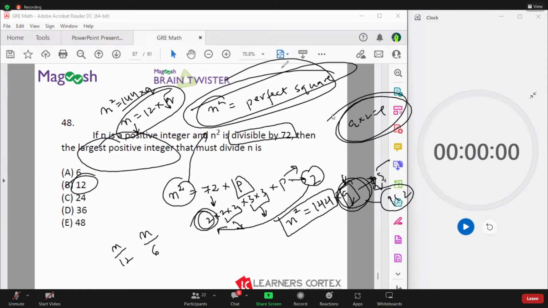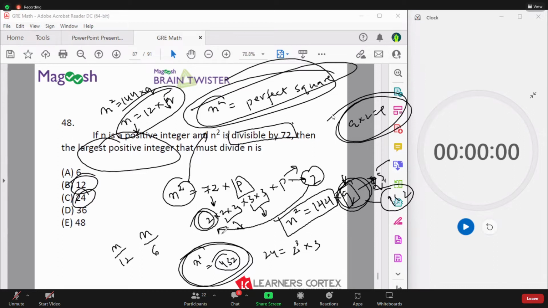Because had it been 24, let's take it as 24. 24 is basically 2 cube into 3, right? Then n square should also have been divisible by 432. N square should have also been divisible by 432, and it is not given to us whether n square is divisible by 432 or not.